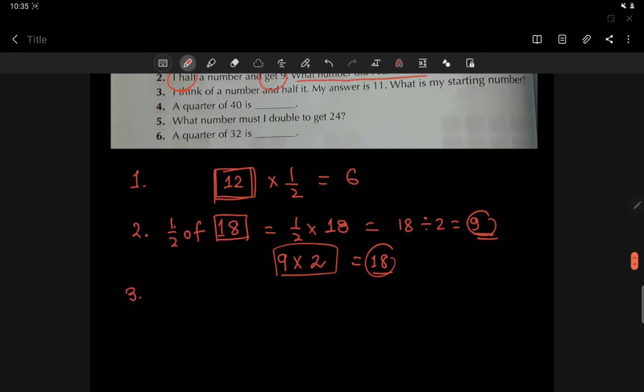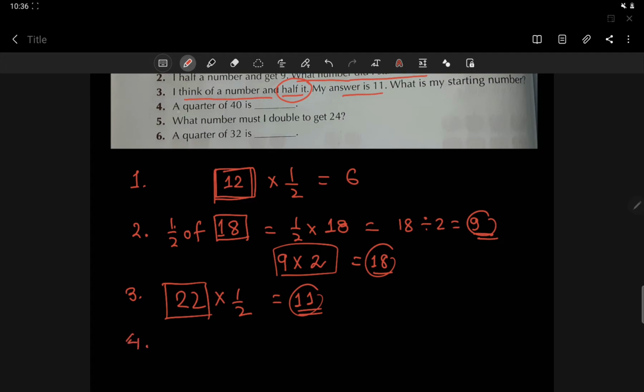Question number 3. I think of a number and half it. My answer is 11. So what is my starting number? I think of 22 and I half it. So half of 22 is 11. So it matches with my answer. So 22 is the starting number.